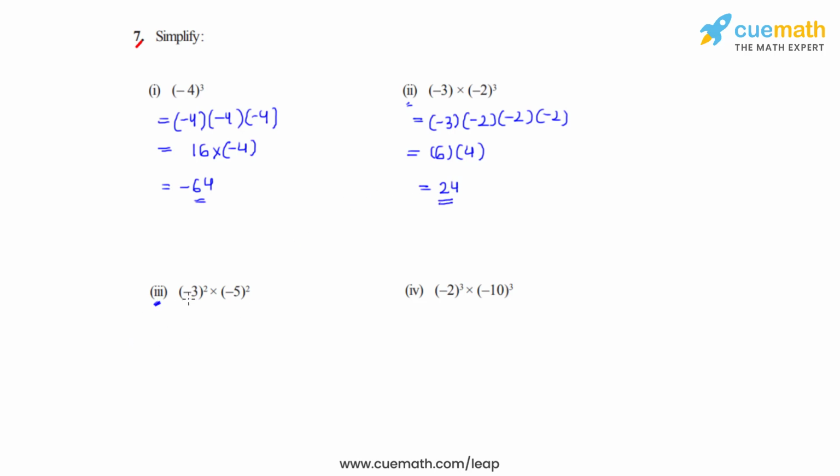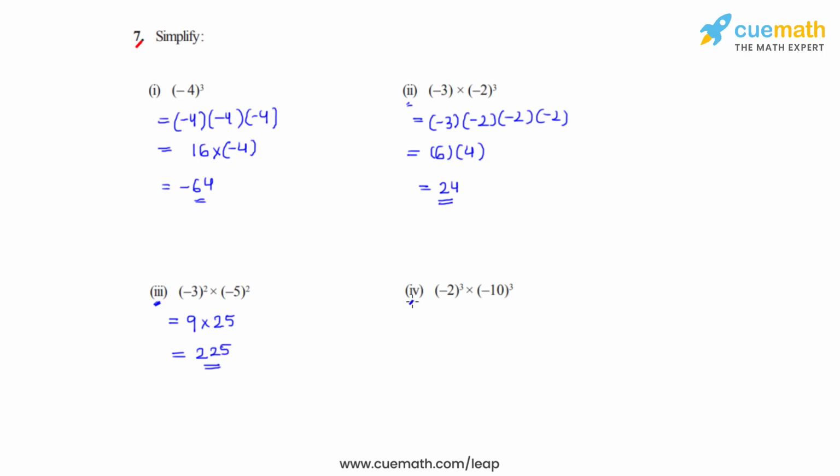The third bit has negative 3 raised to 2, that is negative 3's square, which is 9, times negative 5's square, which is 25. And then when we find their product, we get the answer as 225.